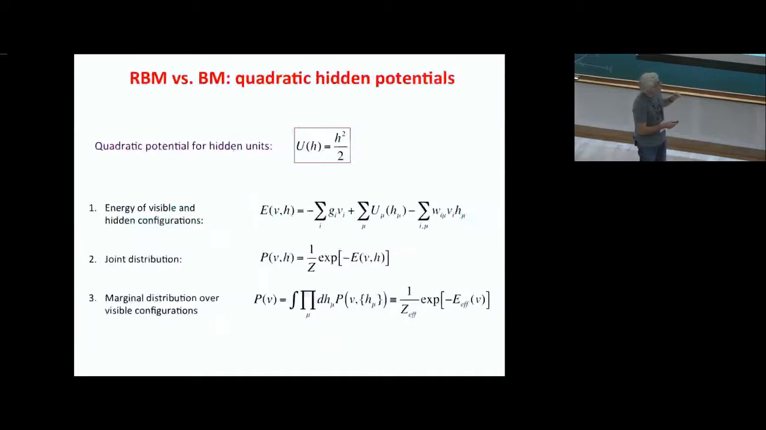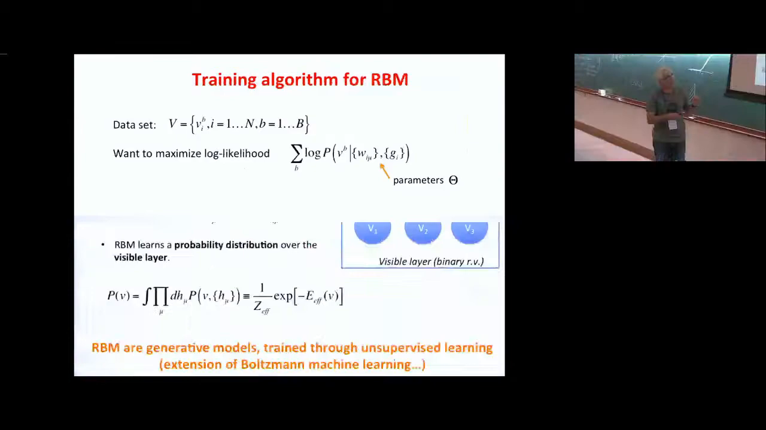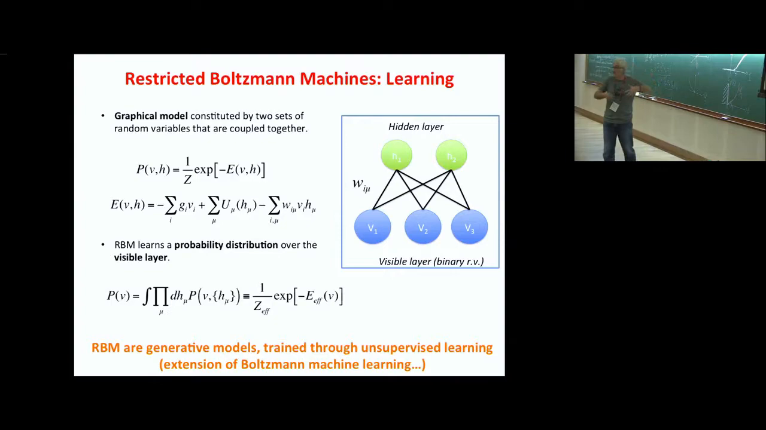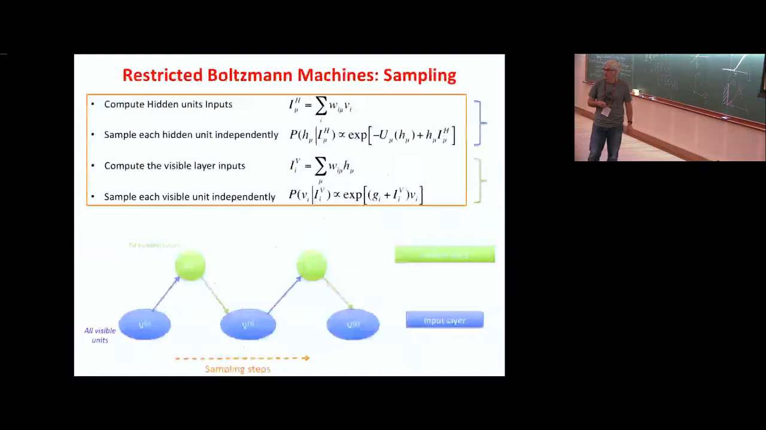But the point is that my restricted Boltzmann machine, the whole thing is a little bit abstract, but this machine here is a Hopfield model when U of h is equal to h squared. Okay? That was my point. When U of h is not h squared, it's something else. It's an extension of the Hopfield model.